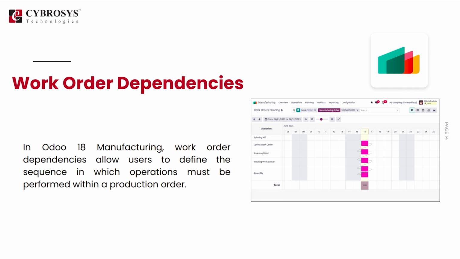In Odoo 18 manufacturing, work order dependencies allow users to define the sequence in which operations must be performed within a production order. This ensures that certain work orders only start after the completion of preceding operations, optimizing the workflow and resource allocation.